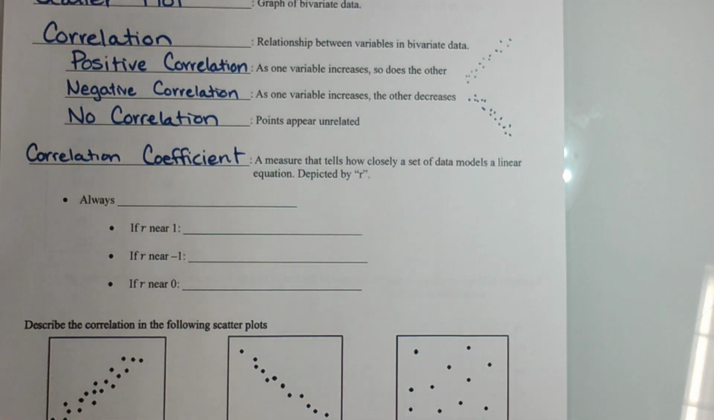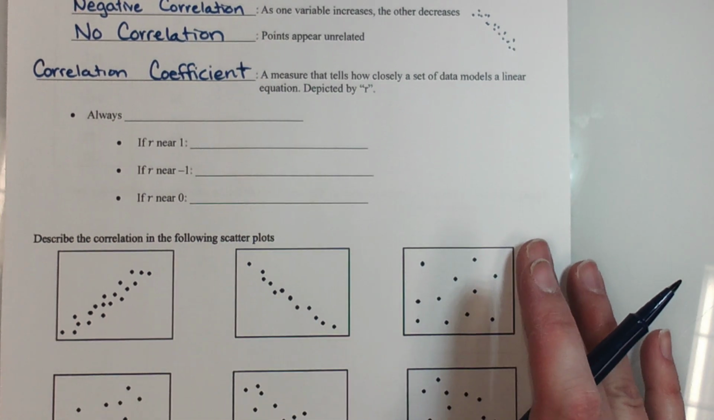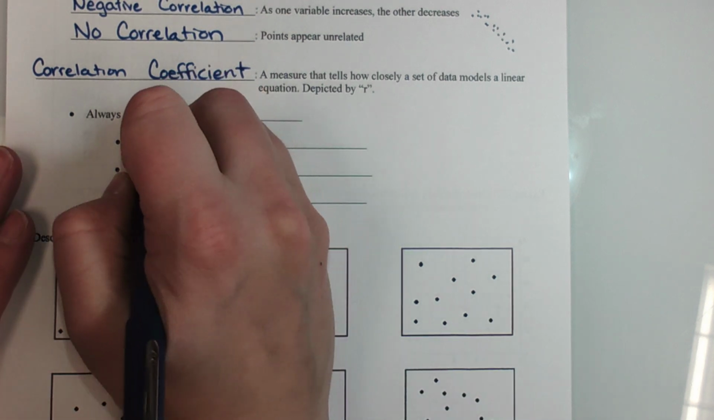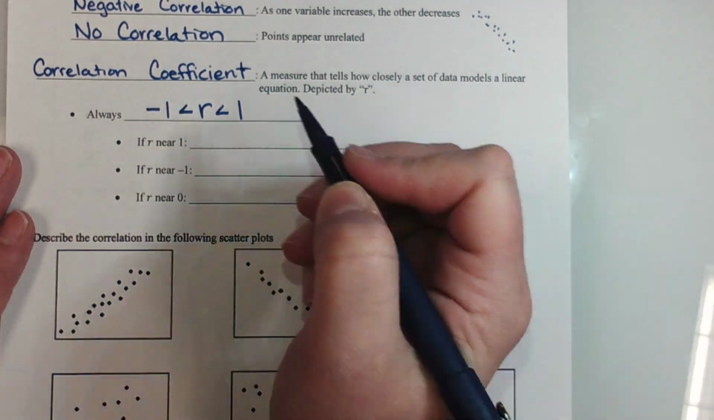It measures just how closely that data set models a linear relationship, how closely it ends up starting to look like a line. Now, this correlation coefficient is always going to be between -1 and 1.